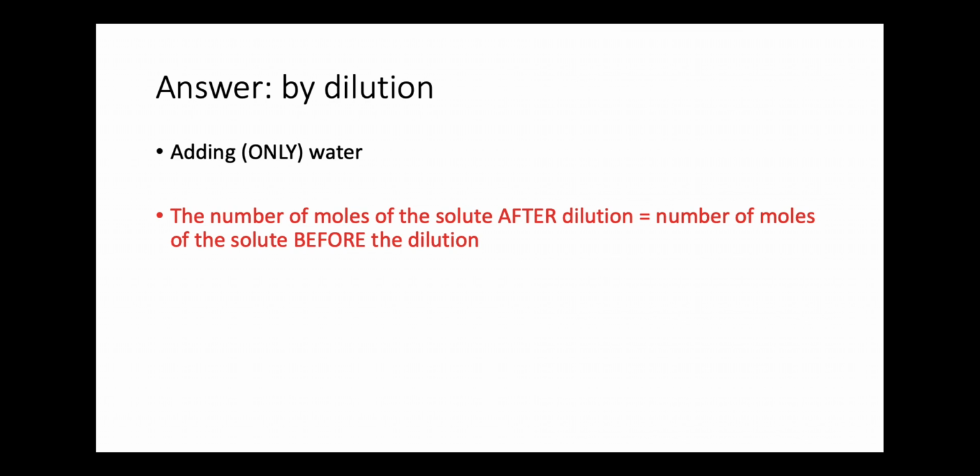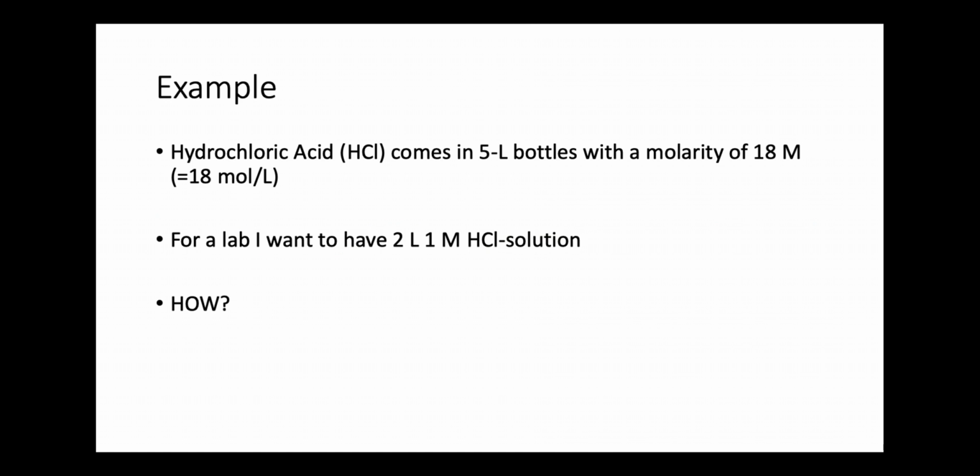It's really important to remember and understand that the number of moles of my solute after dilution is the same as the number of moles of the solute before the dilution. So the moles of solute is constant, and we'll see that later. Let's have a couple of examples. For hydrochloric acid, we buy 5 liter bottles, and that has a molarity of 18 M. But for a lab, I want a 1 M HCl solution, and I want 2 liters of that. How am I going to do that?